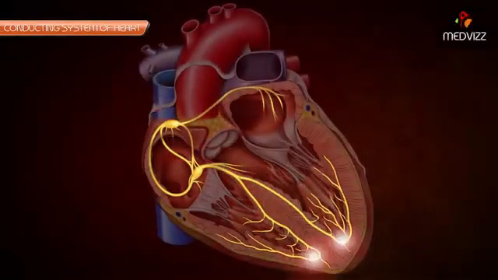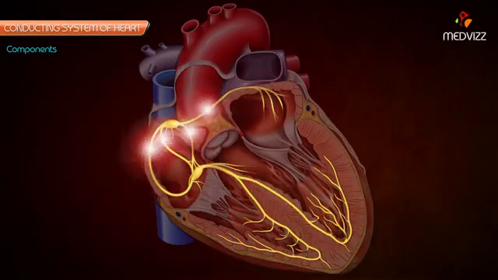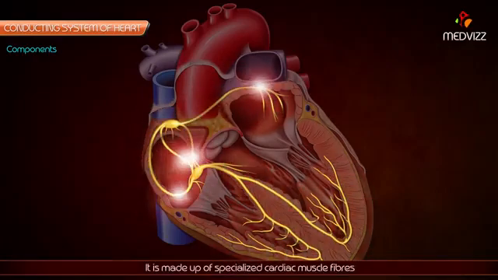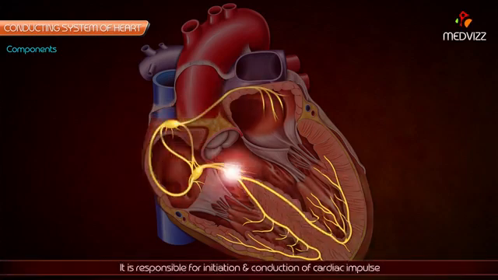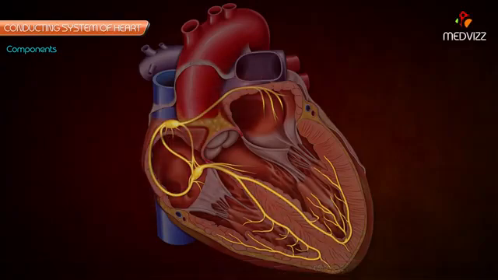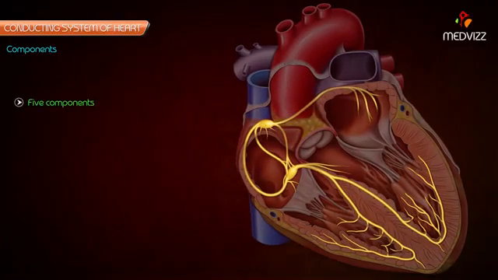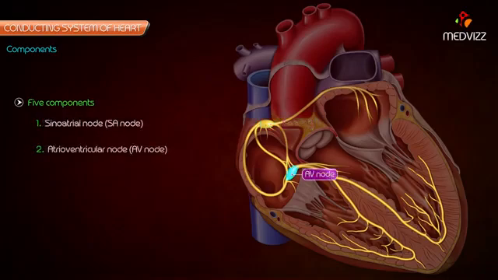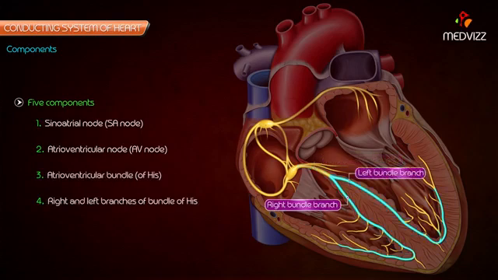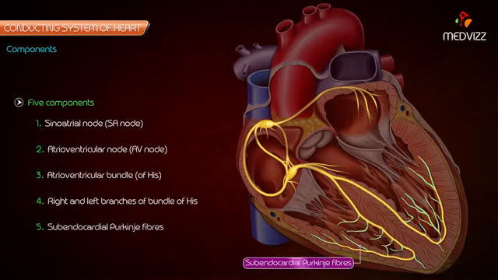Conducting system of the heart. Components. The conducting system of the heart is made up of specialized cardiac muscle fibers and is responsible for initiation and conduction of cardiac impulse. The conducting system of the heart consists of the following 5 components: sinoatrial node, atrioventricular node, atrioventricular bundle, right and left branches of bundle of His, subendocardial Purkinje fibers.